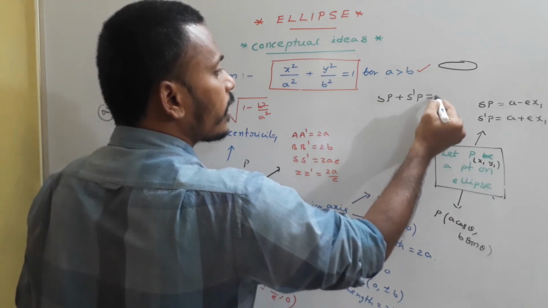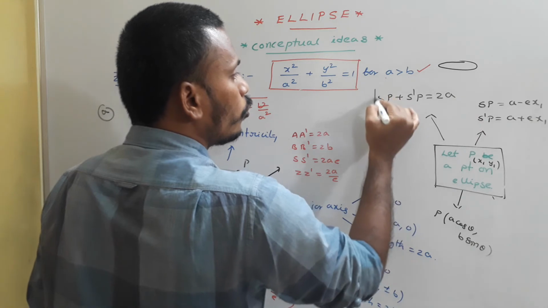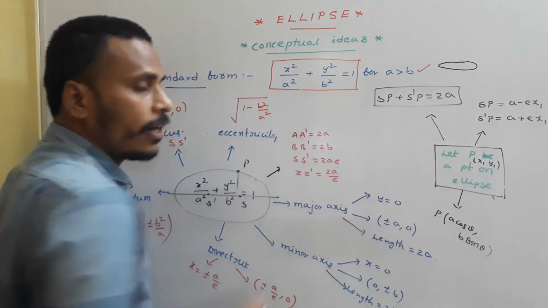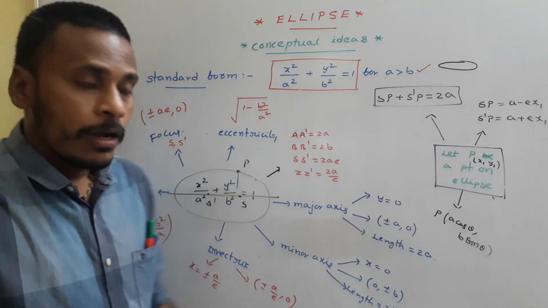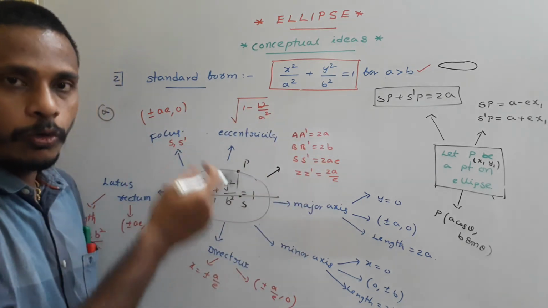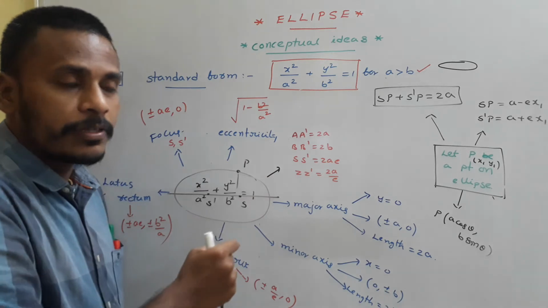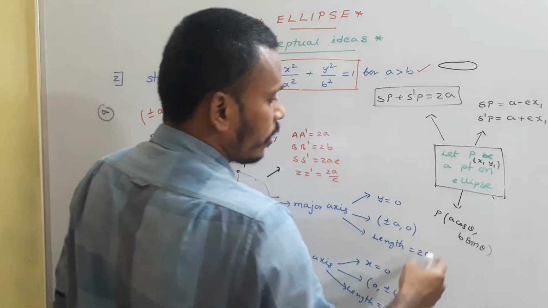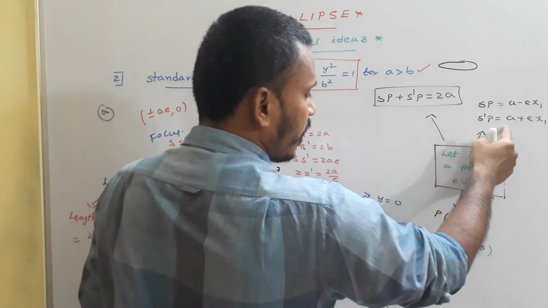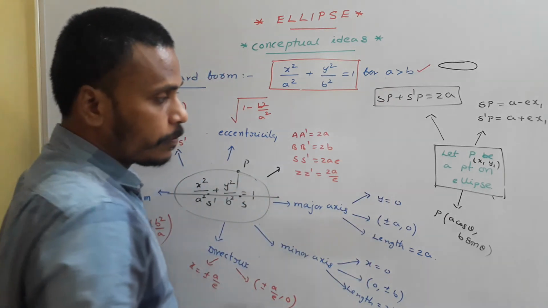Always SP plus S'P is equal to 2a. One of the useful ideas related to the ellipse: for an ellipse, all these terms we need to memorize. If there is a point P on the curve of the ellipse, then we need to think about all these points: parametric point, SP, S'P, SP plus S'P, okay?